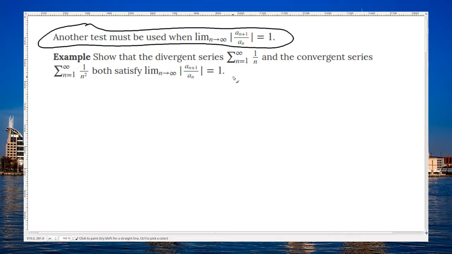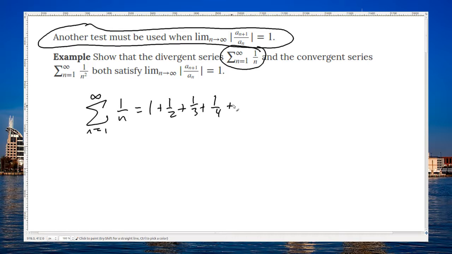Okay, and so this example is a great way to show that you can have a divergent series and the limit's 1, but you could also have a convergent series and the limit is 1. So let's take a look at this. There's two parts. The first part is we're going to show that the divergent series, remember that n equals 1 to infinity, 1 over n, 1 plus 1 half plus 1 third plus 1 fourth, that diverges. It's a harmonic series.